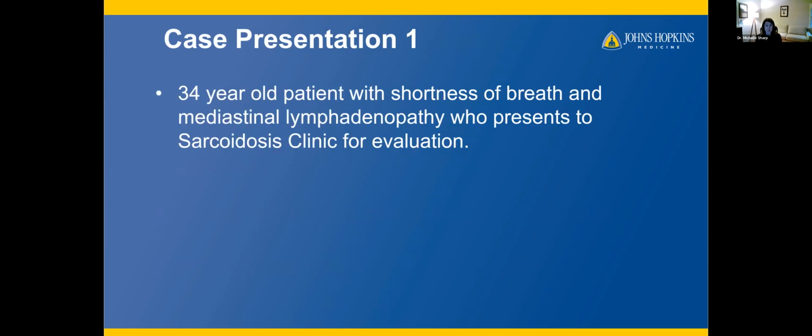So next I wanted to move to a case presentation. And so we're going to talk about this case, and it's going to be the way that we frame the next part of the talk. It's a 34-year-old patient who has shortness of breath and mediastinal lymphadenopathy, which is swelling of the lymph nodes in the chest, who comes into clinic for evaluation.